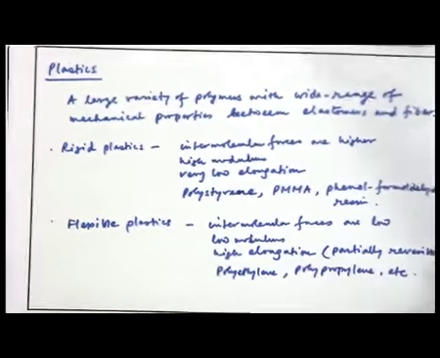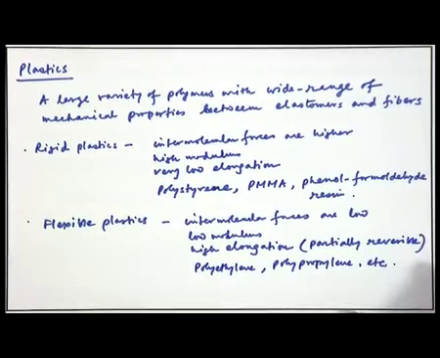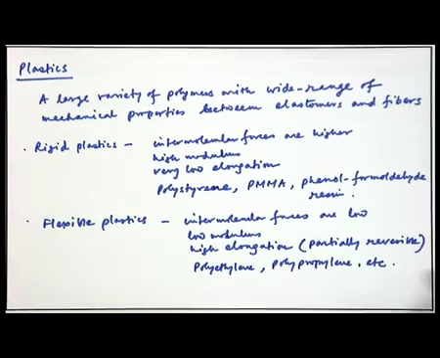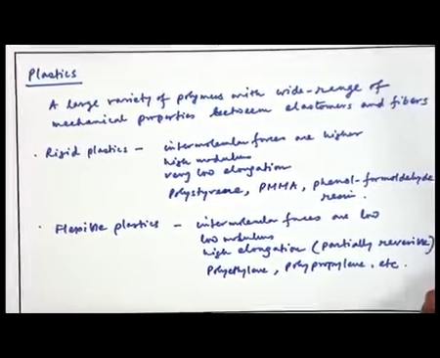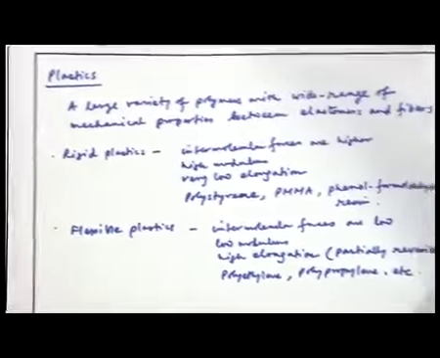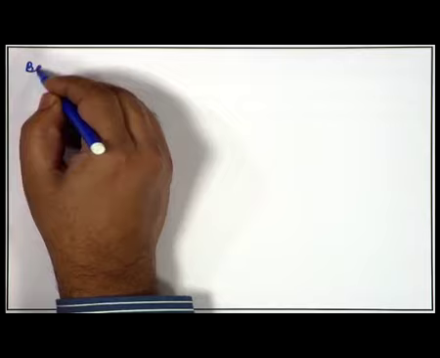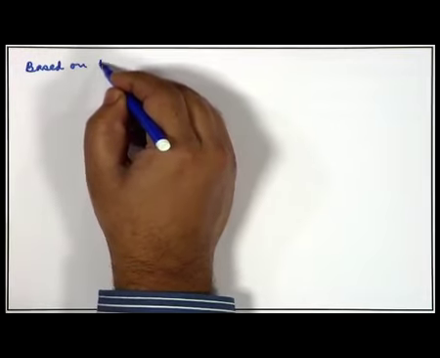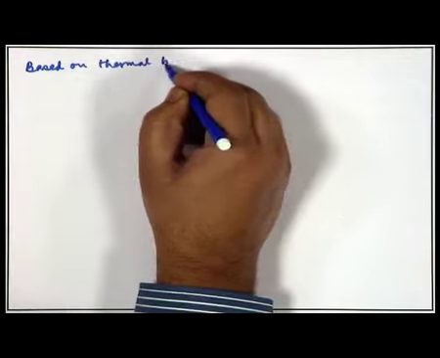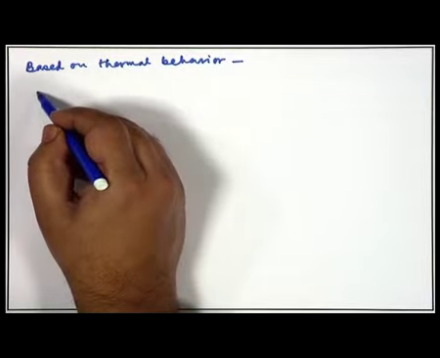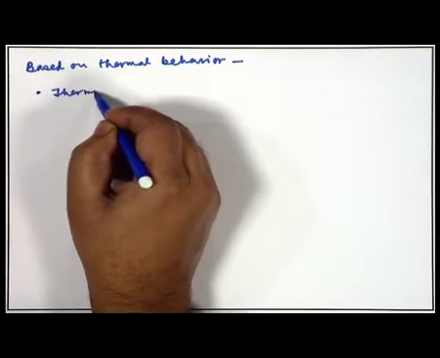Now, we have classified the polymers into three categories based on their mechanical behavior under stress, which are elastomers, fibers and plastics. We can further classify the plastics into two subcategories, which is based on thermal behavior. One would be thermoplastics.